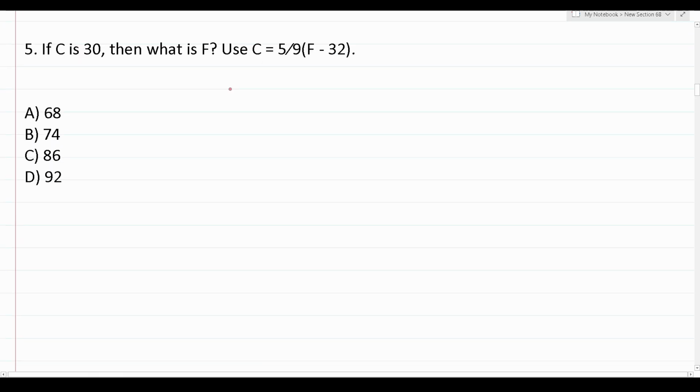All right, so number 5 here says if C is 30, then what is F? Use C equals 5/9 times Fahrenheit minus 32. C refers to Celsius and F refers to Fahrenheit, so we're making a temperature conversion in this problem. So I'm going to start, not surprisingly, by copying down the formula that was given. Celsius equals 5/9 times Fahrenheit minus 32.